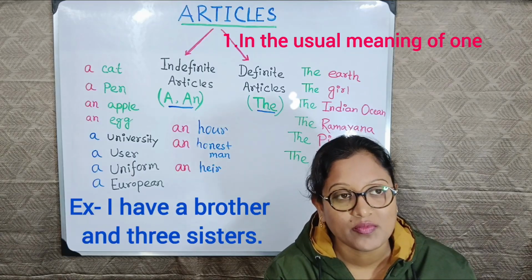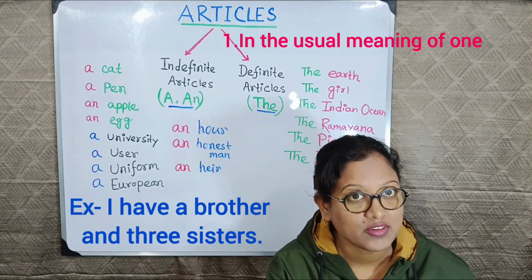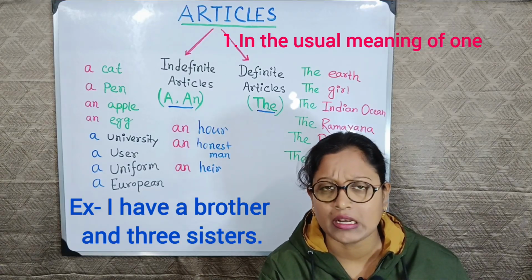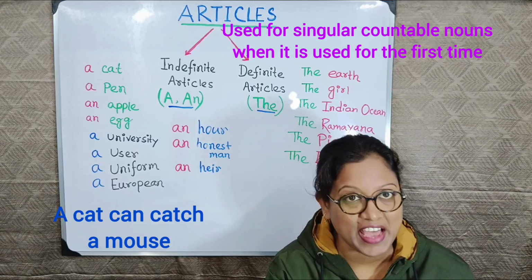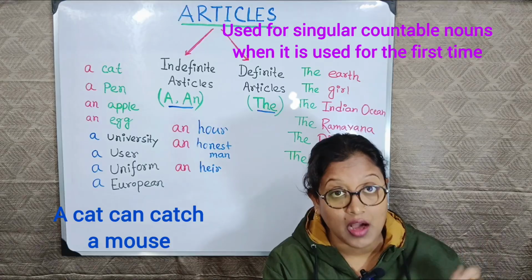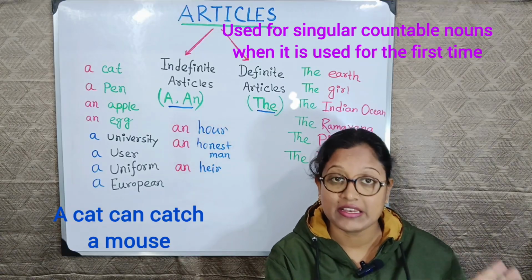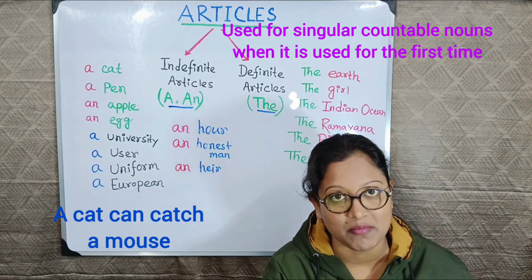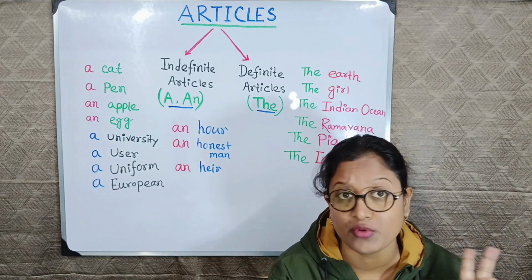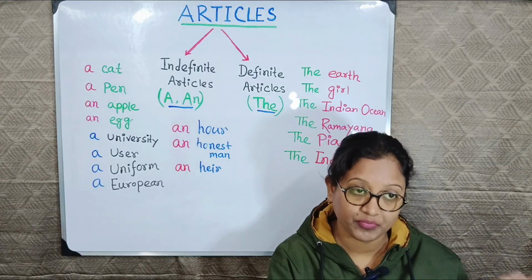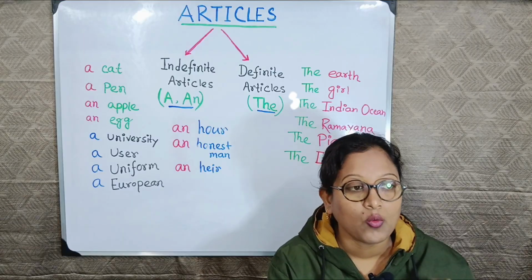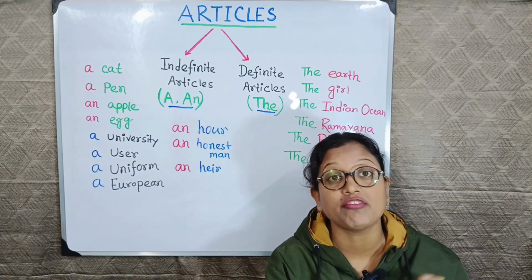Point number two, before countable nouns, when it is mentioned for the first time. A cat can catch a mouse. A dog is an animal. So a cat, a mouse, a dog, when it is used for the first time, we use a or an. So point number one is in the usual meaning of one, we use a or an. I have a brother and a sister. Point number two, when it is used for the first time.